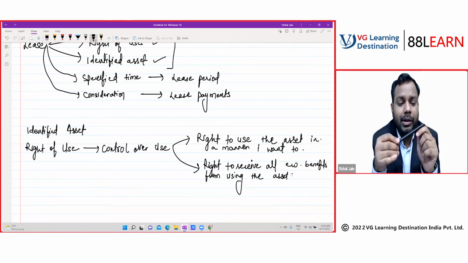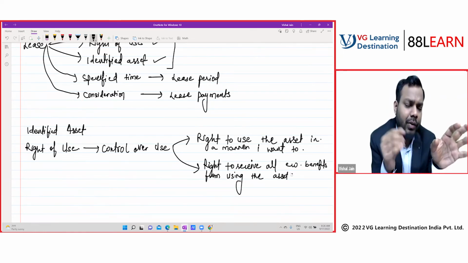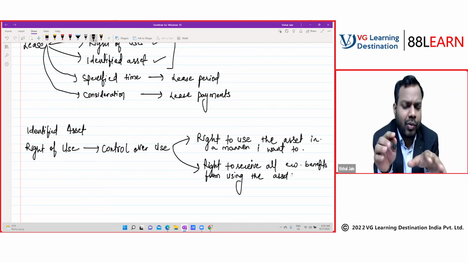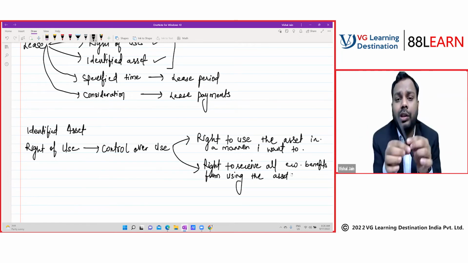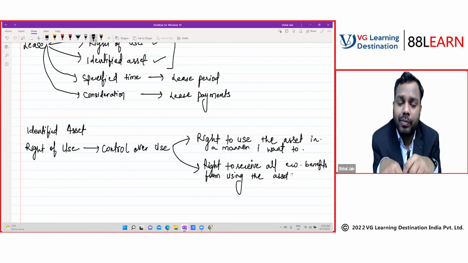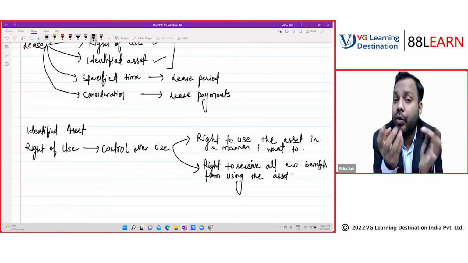For this period of 1 month, can I say that you can't write on this particular day with this pen, or you can't write on this particular one, right? No, you can write whatever you want to, wherever you want to, using this pen. Tell me yes or no, right? That means you have got the right to use this pencil in a manner you want to.